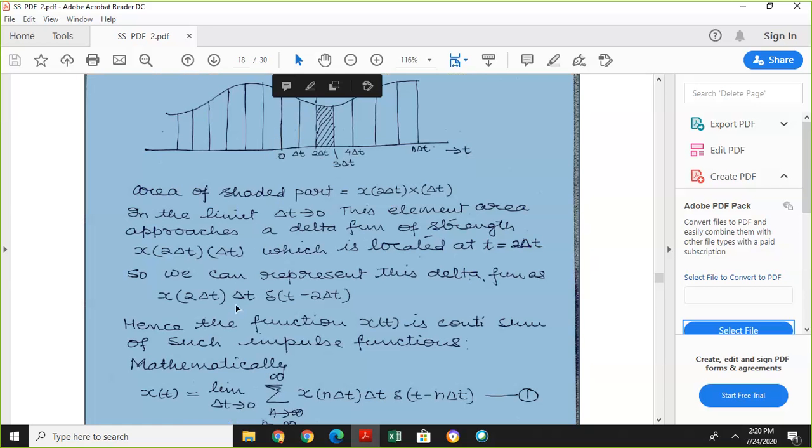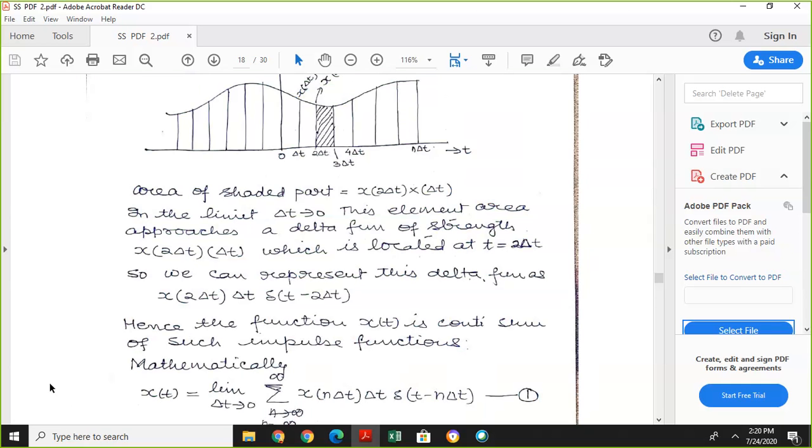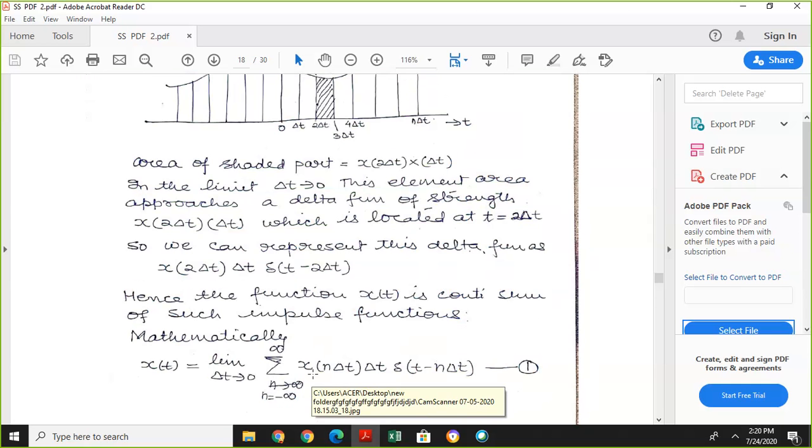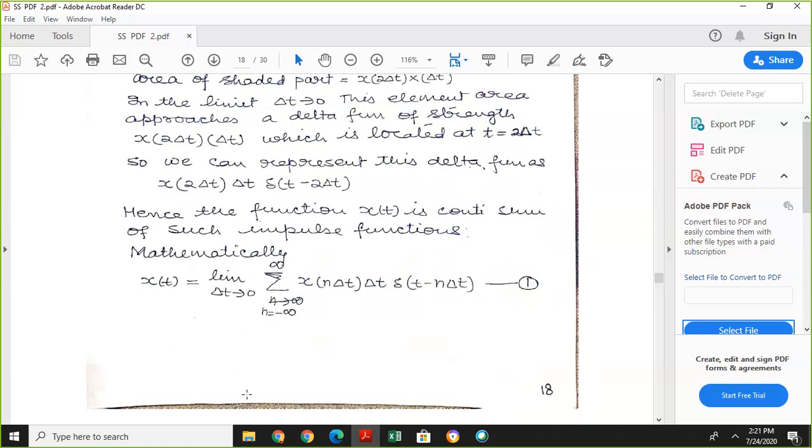So mathematically we can write limit del t approaches 0, summation from minus infinity to plus infinity x of n del t delta of t minus n del t, del t. This is the strength of the delta function, and this is the location of the delta function. Means any arbitrary signal can be represented by a sum of impulse functions when limit del t approaches 0.